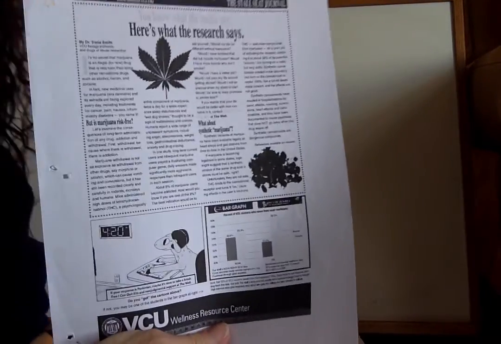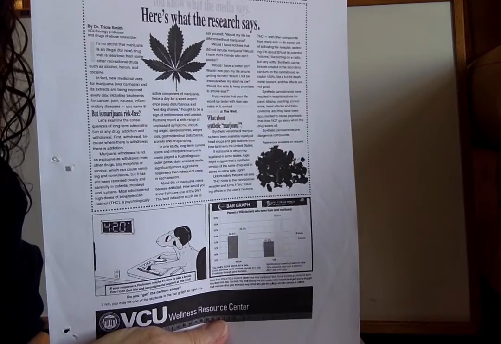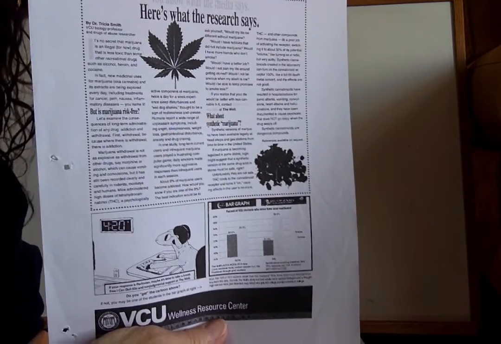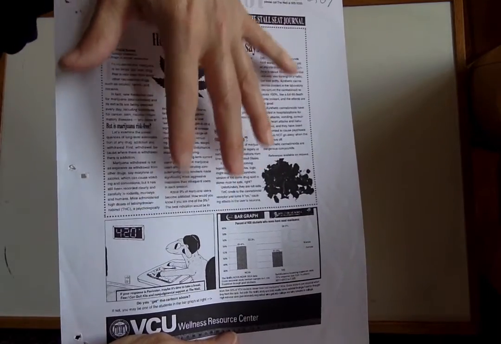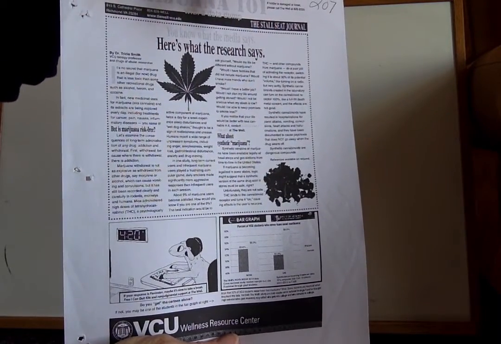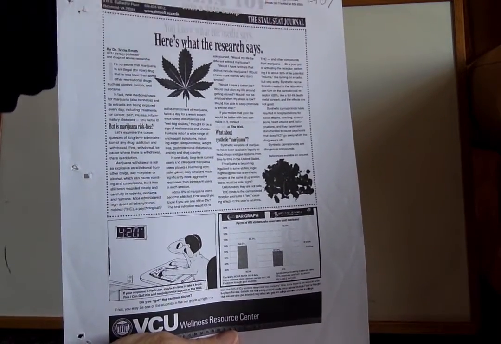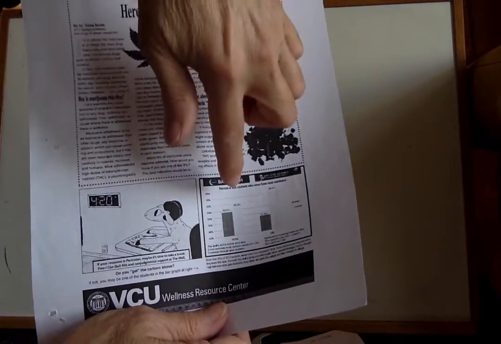Pick on VCU for a minute. So VCU has a thing where they put stuff on the back of the bathroom doors to read when we're going to the bathroom. And I wanted to show you, though, there was all of this prose. No one is able to read that when you're going to the bathroom. So I'm just going to show you the graph here.